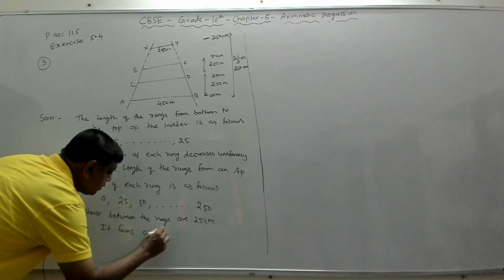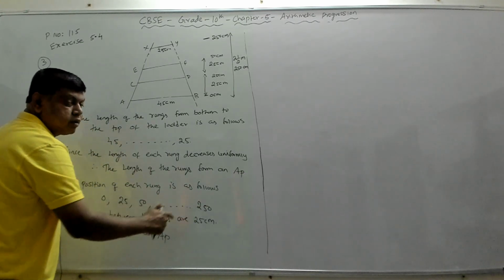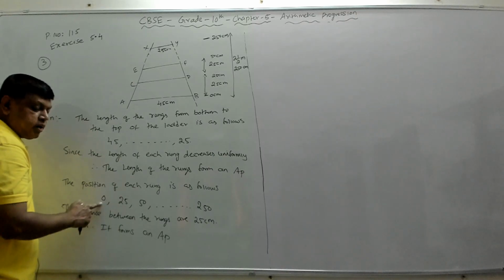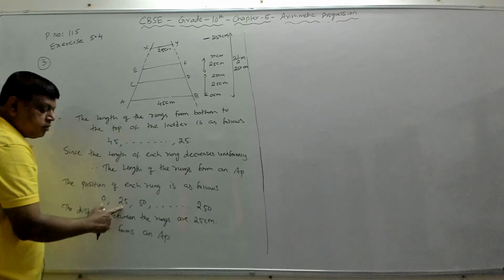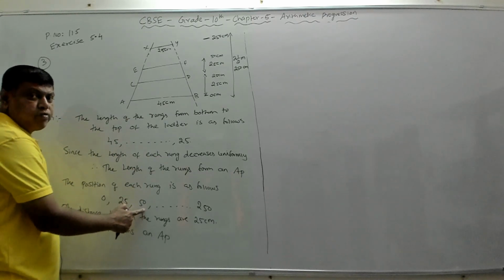It forms an AP. Which forms an AP? This. So this denotes the position of each rung. Right? The first rung is at the 0th centimeter. Second rung is at the 25th centimeter. Third rung is at 50th centimeter, and so on.